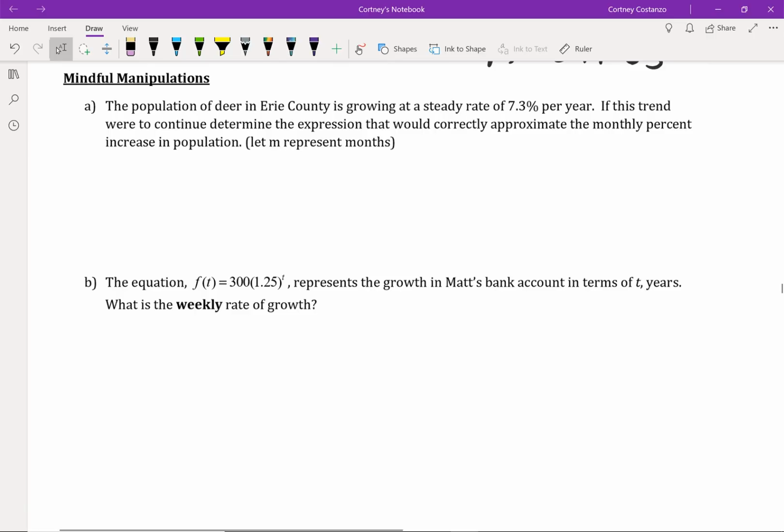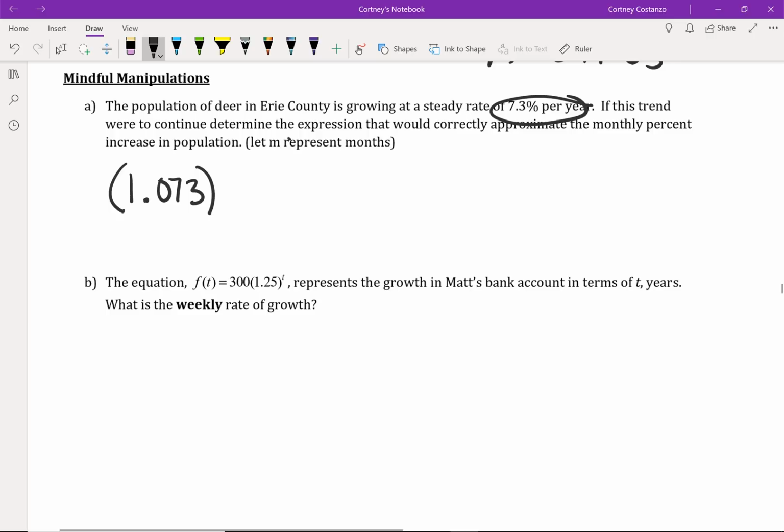All right, moving on to our favorite topic probably of the whole year, and that's very thick sarcasm there, is mindful manipulations. You're going to find a lot of these on your classwork tomorrow. We just do 2 examples here in our review. So the first one says the population of deer in Erie County is growing at a steady rate of 7.3% per year. If this trend continues, write an expression that could approximate the monthly increase of deer. Let M represent months. So we know our yearly growth rate, and if it's growing, it's got to be greater than 1, so it's going to be 1 plus 0.073.